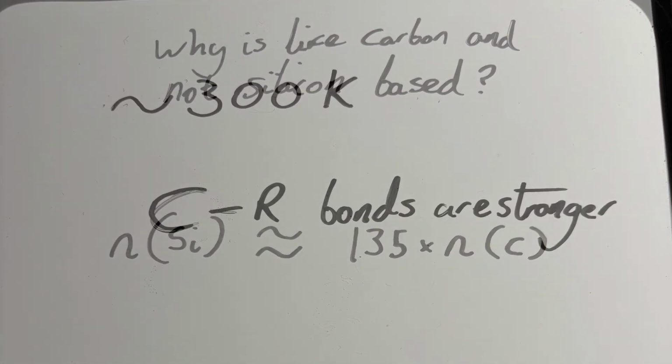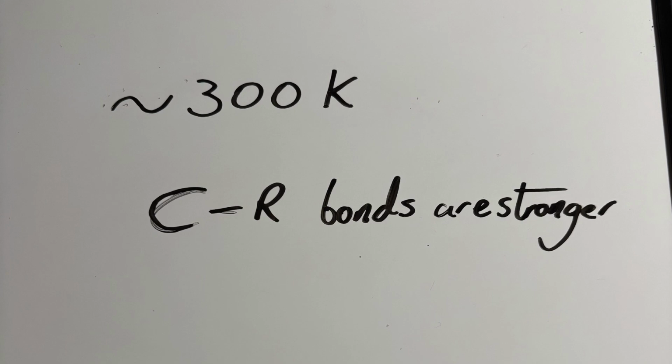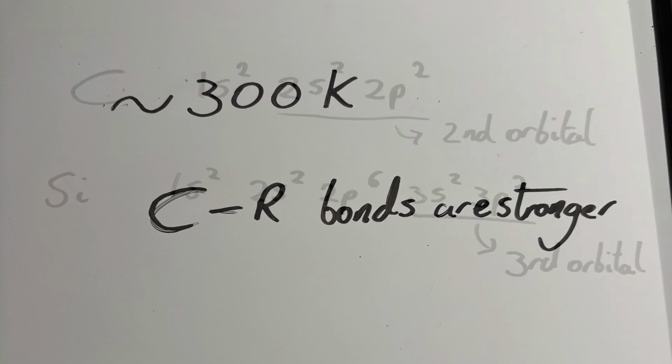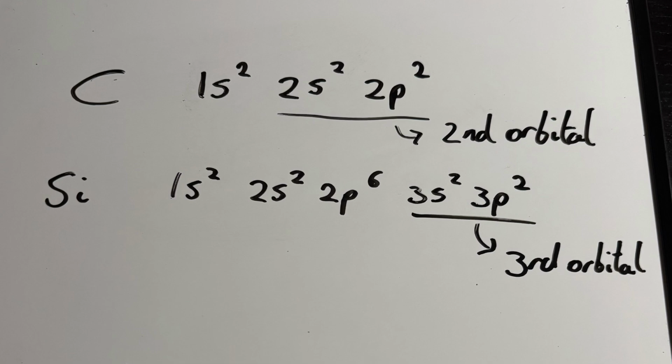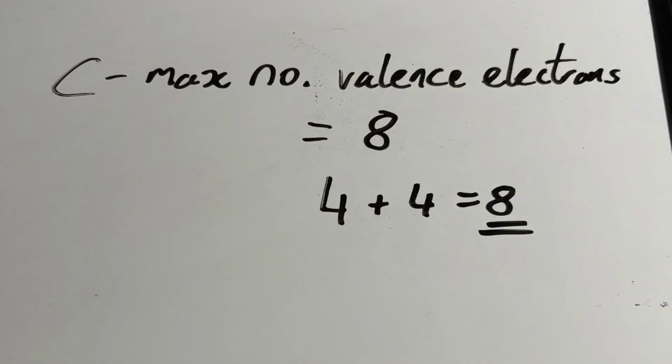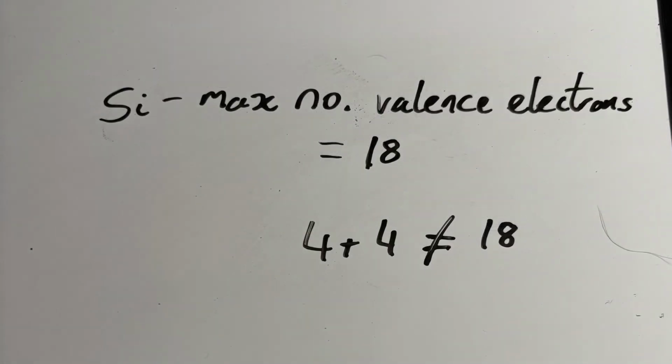However, at about 300 Kelvin or room temperature, carbon bonds are much stronger than silicon bonds, and this is because of their orbitals. Where carbon's electrons are in its second orbital, silicon's valence electrons are in its third. And whilst this doesn't seem like much of a difference, when you bond 4 molecules to carbon, it has a full outer shell, whereas this is not the case with silicon, as the third orbital can have up to 18 electrons. So even if silicon is bonded 4 times, it does not form a stable outer shell.